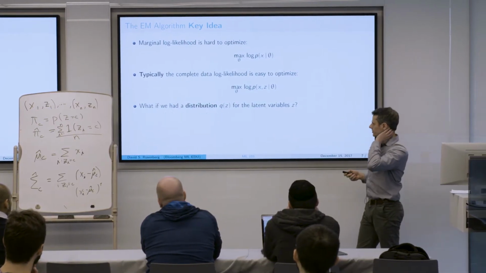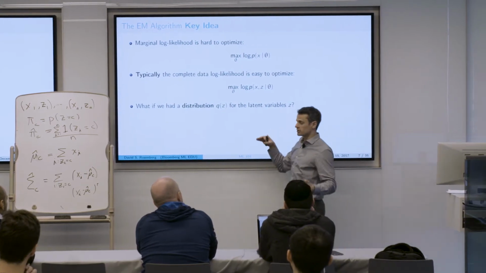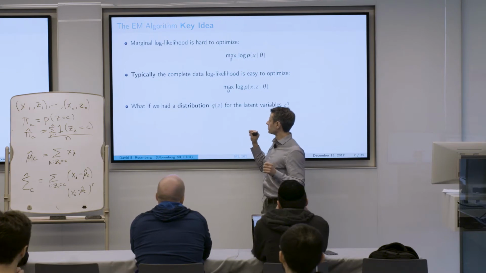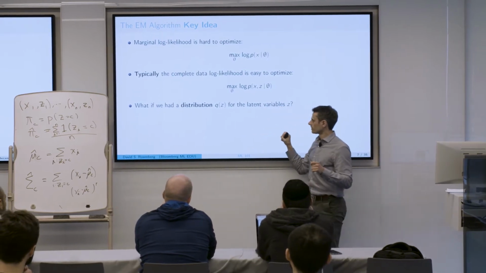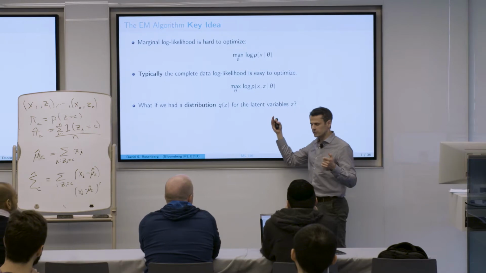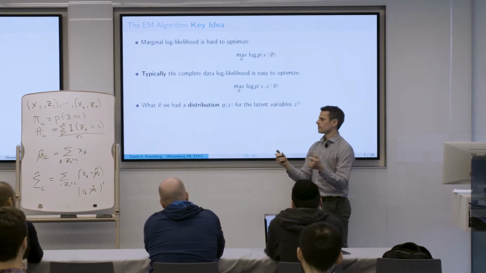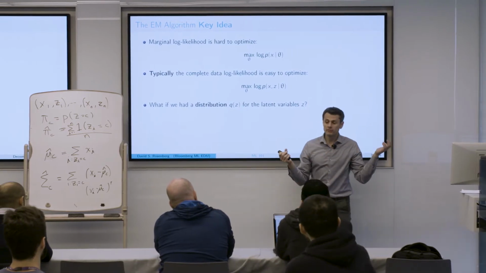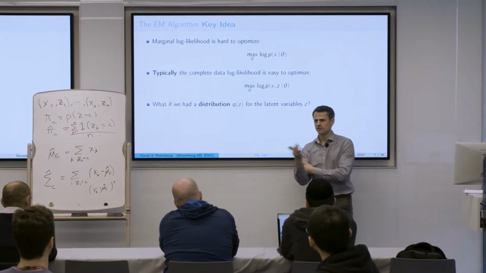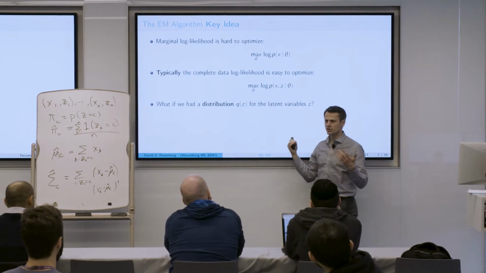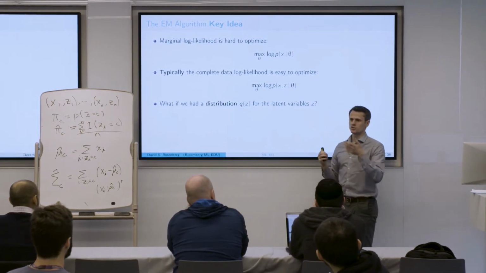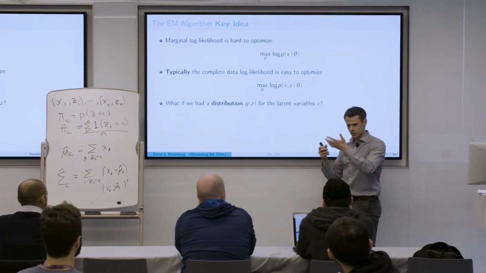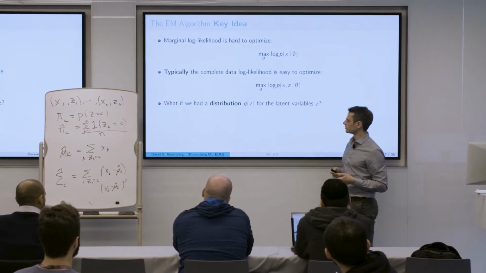OK. So here, we're going to write that as q of z. For each latent variable z, we're going to suppose we have a distribution on z. That could be, for instance, the conditional distribution of z given x. But we're being generic here and say, suppose someone just gave us a distribution for the z's. We don't know exactly what z is, but we have a distribution on them for the latent variables.